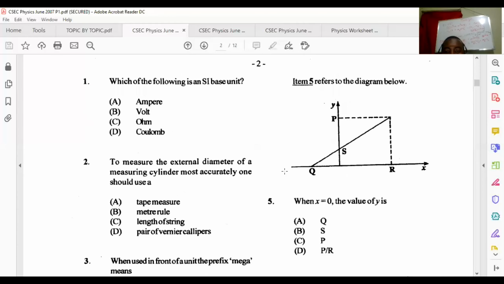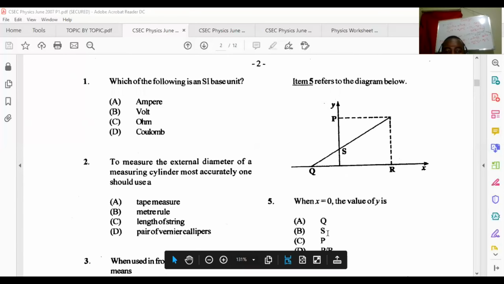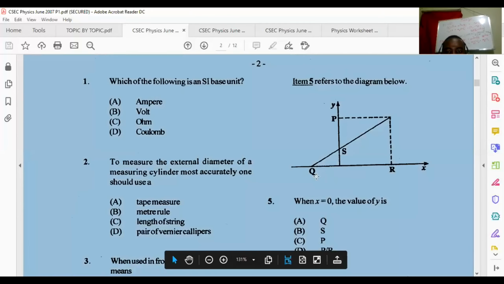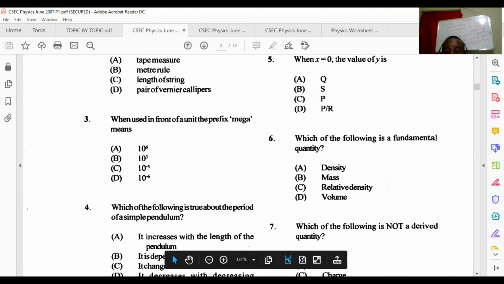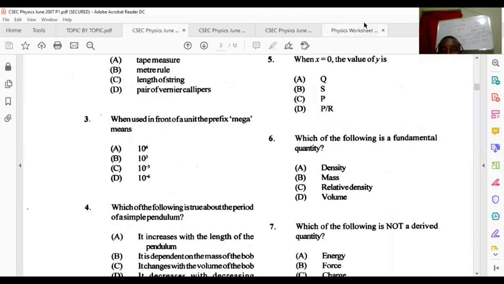All right, and then question 5, when x is 0, the value of y would be? B. Great. All right, so D is the answer. All right, which of the following is a fundamental quantity? Density. Mass. B. Yes, so mass is a fundamental.